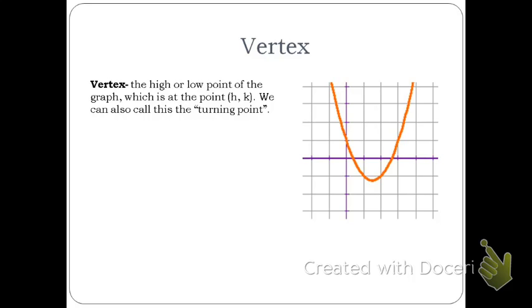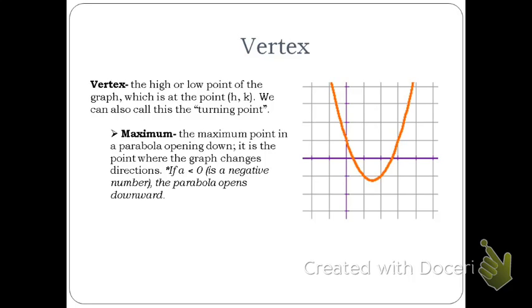Vertex is the high or low point of the graph, in which the point has a coordinate of h, k. We usually use the letters h and k to represent this point. We also call this the turning point. If you notice, the parabola starts going down and then goes back up again. It's the point where the direction changes.